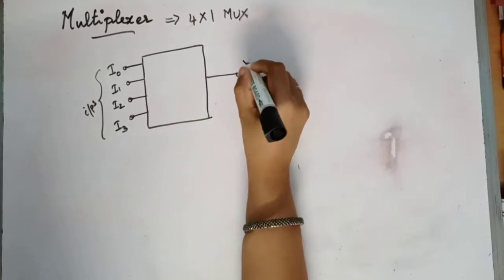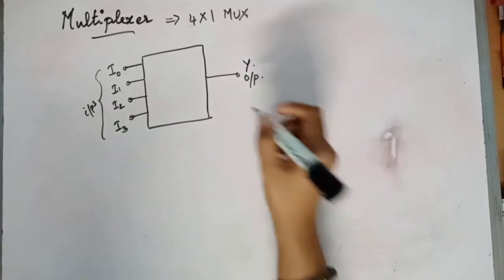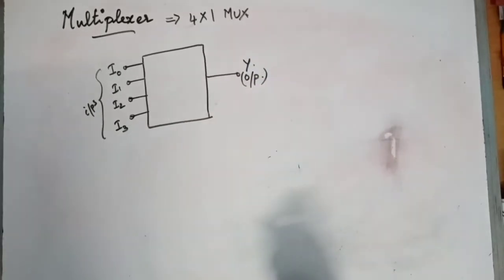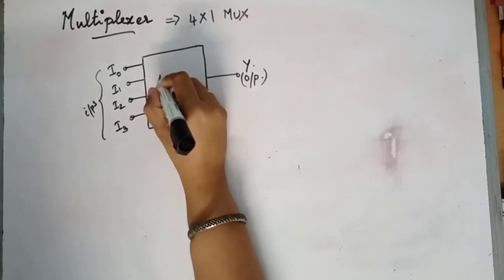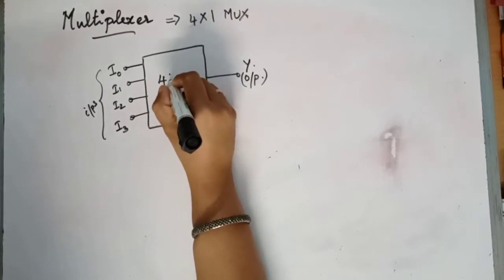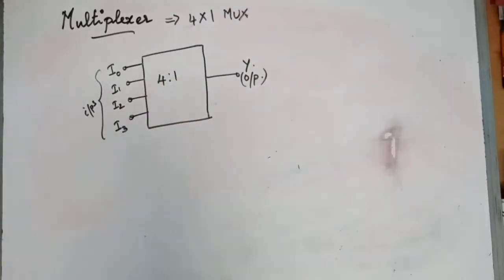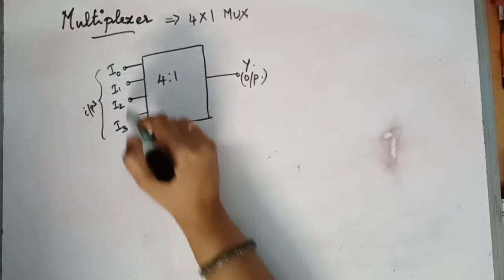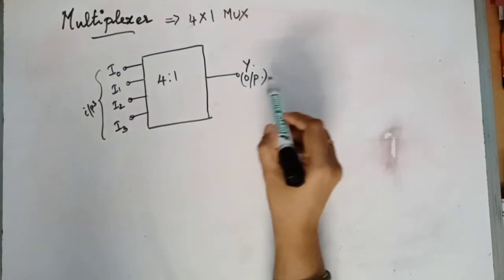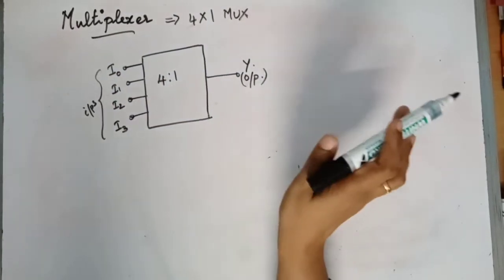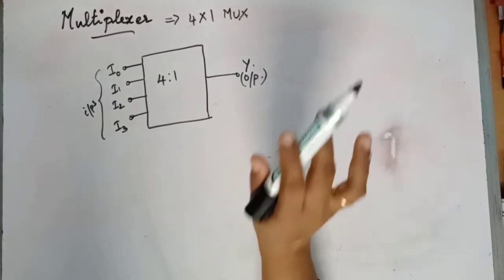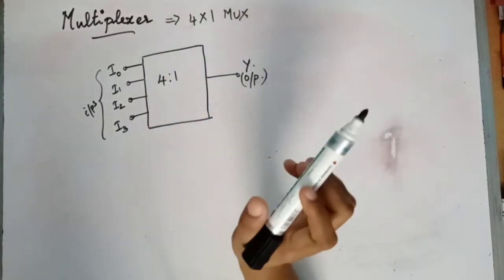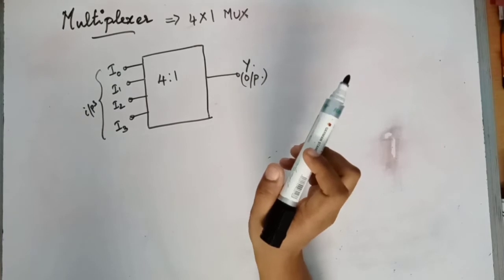Let me notate it as Y. Y is my output. So this is called a 4 by 1 mux or 4:1 mux. Both are the same. Okay. So in a multiplexer, you have many inputs but only a single output. Always. Only one output but there will be many inputs.